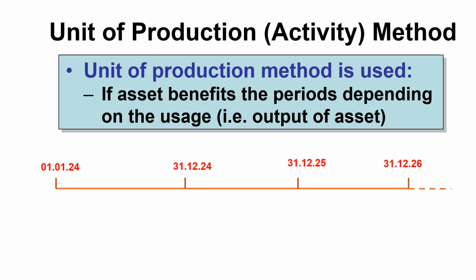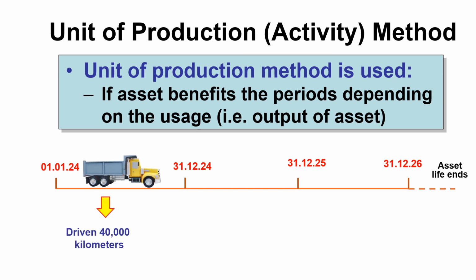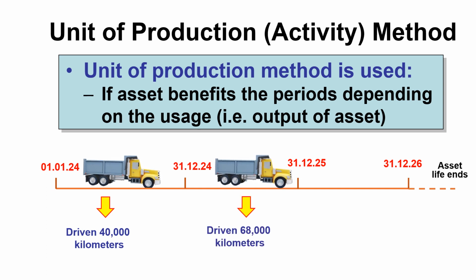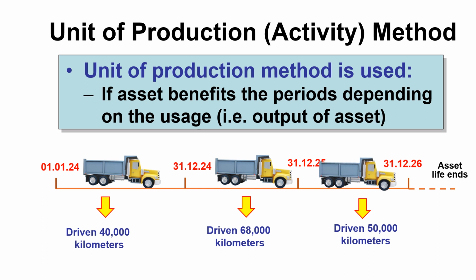Here's an example. This line represents the life of a business, which is divided into accounting periods. So this is accounting period number 1, 2, and 3. An asset is purchased in accounting period 1 and is used in accounting period 1. So here this truck is driven for 40,000 kilometers in period 1. This truck is driven for 68,000 kilometers in period 2. And this asset is used for 50,000 kilometers in period 3.